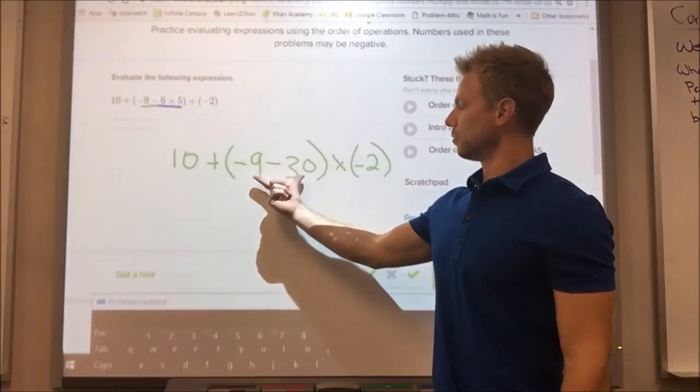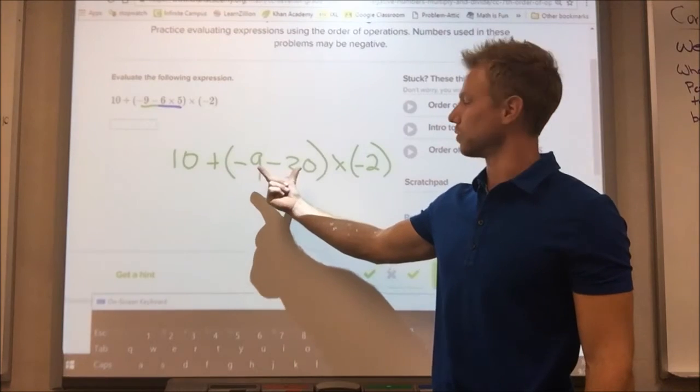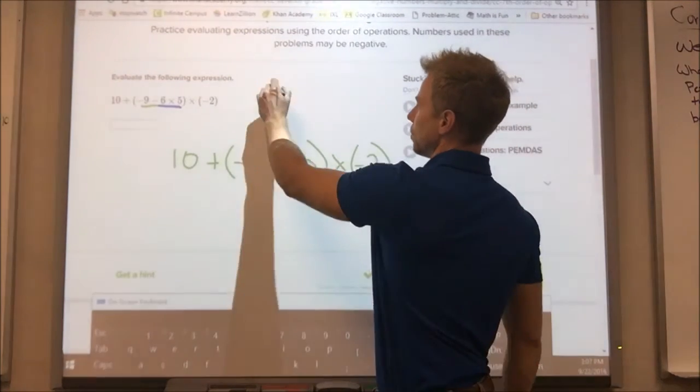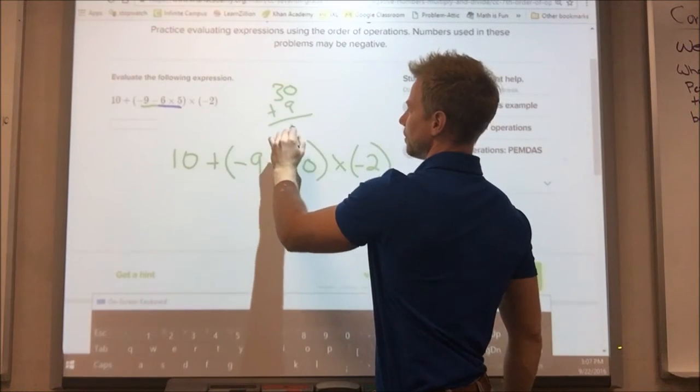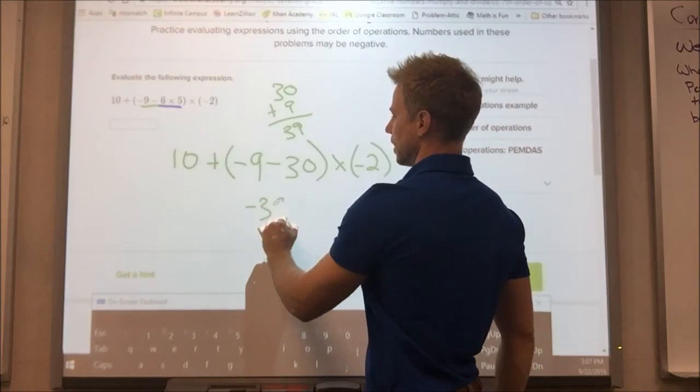I'm going to look at these two numbers here inside the parentheses again, because I'm not finished with that yet. They are like, because they're both negative, so I'll add those. 30 plus 9 is 39. Keep the original sign, so it's negative 39.